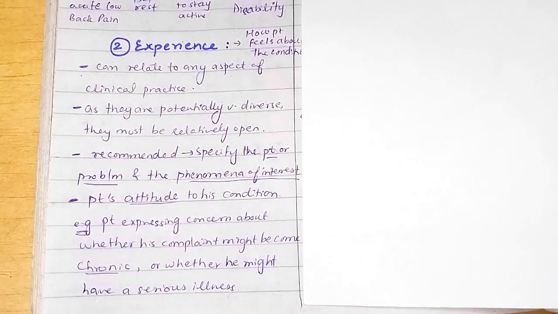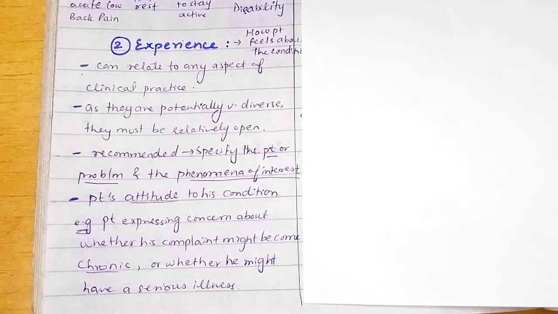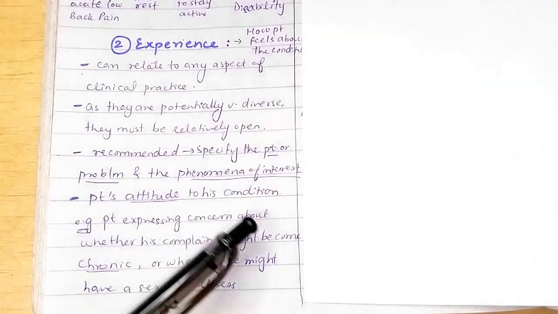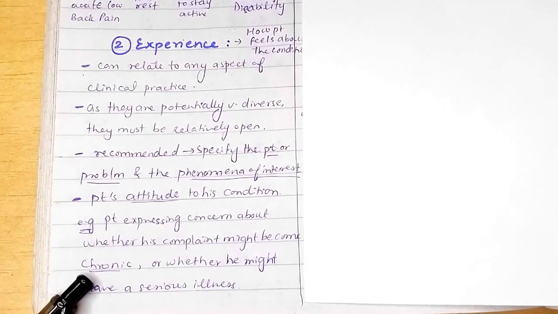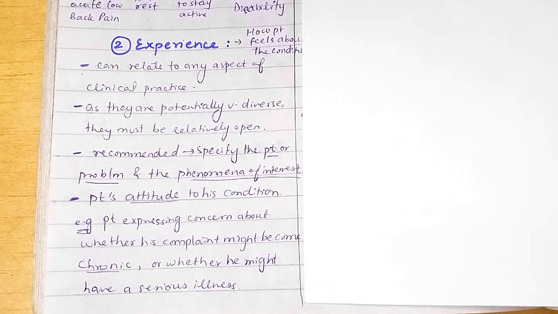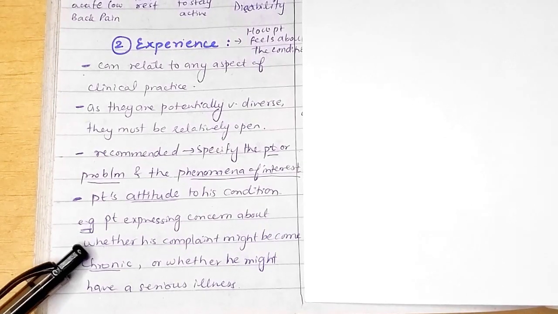It means whether the patient takes his problem very seriously, or whether the patient does not care about his illness, or he doesn't want it to be treated. So these can be the different types of attitudes of the patient towards his condition. An example is given here: a patient expressing concern about whether his complaint might become chronic, or whether he might have a serious illness. Here you can see that the patient is very serious about his condition, that it might become chronic or he might develop a serious illness, so it must be treated. So this is one of many attitudes to the condition.